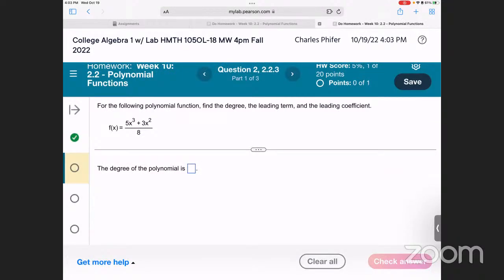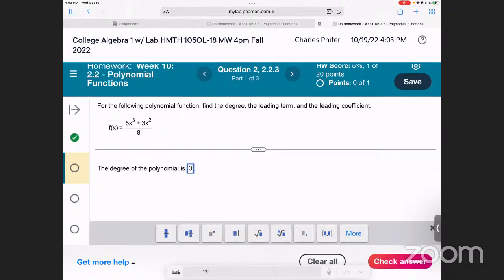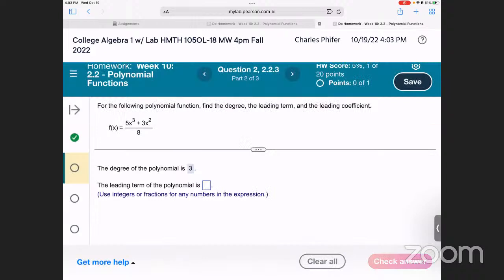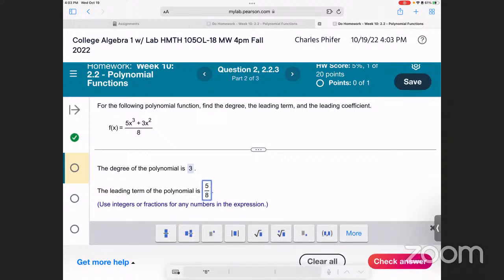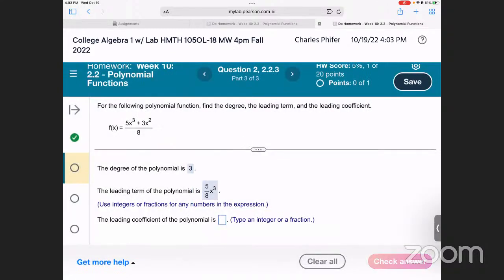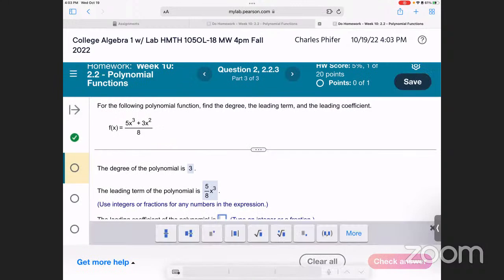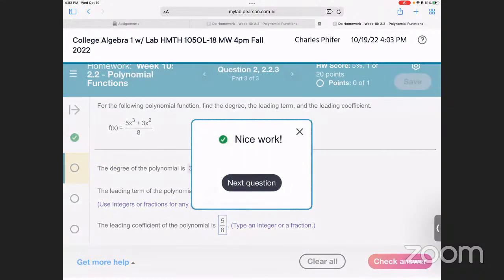All right, so the degree is going to be the highest power on any variable. In this case, that's going to be the 3. Now, the leading term, you might be tempted to say 5x cubed, but we need to account for that 8 in the denominator. So because we're dividing by one term, i.e. we're dividing by a monomial, we can distribute that into the numerator. So in reality, the leading term is 5 over 8 times x to the power of 3. Okay. So then that means the leading coefficient is 5 over 8. Okay, that was it there.